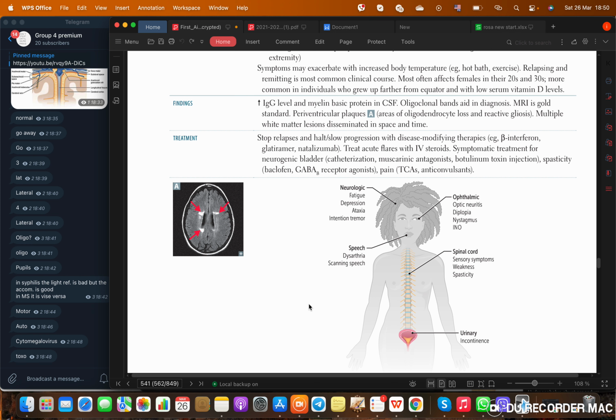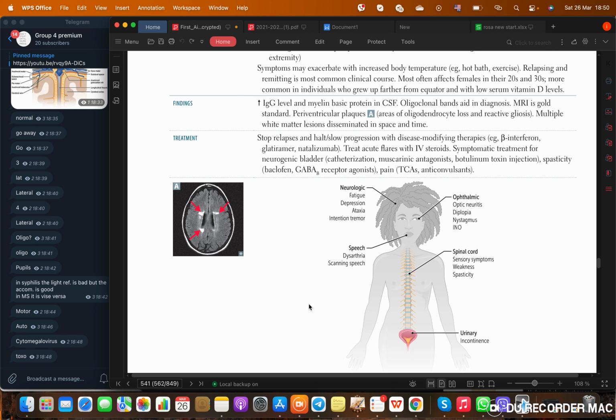It was invented in a hospital in Israel, Tal HaShomer, the name of the hospital. And that medication, after it was invented, was a breakthrough in medicine because they discovered that, wow, it actually worked quite well. A treatment of acute flares with IV steroids can be done.